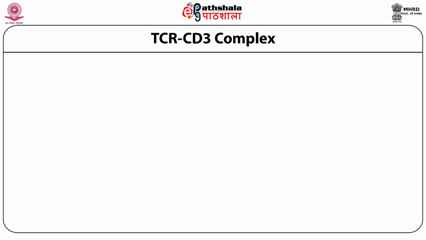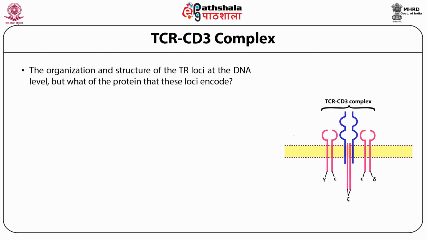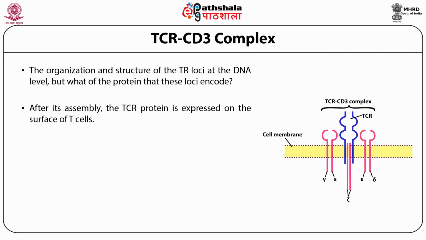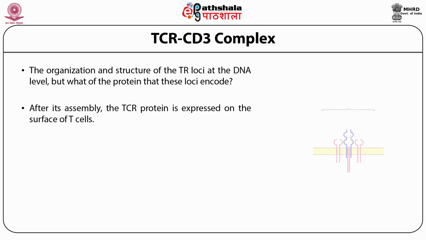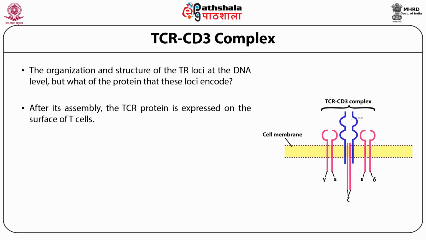So far, we have discussed the organization and structure of the TR loci at the DNA level. But what of the protein that these loci encode? The protein in question being the T cell receptor or the TCR, which is composed of two polypeptide chains. After its assembly, the TCR is expressed on the surface of T cells.